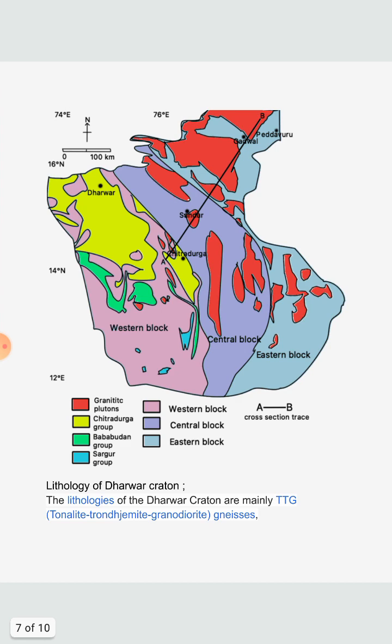No, we have a few more. So this is the western block, this is the central block, and this is the eastern block. This is Chitradurga, this is Pedavuru, this is Gadwal, and the red lines are granitic plutons, yellow is Chitradurga, green is Bababudan. So the Bababudan is the bottommost. Above Bababudan there is Chitradurga, and above Chitradurga this is Ranibennur.